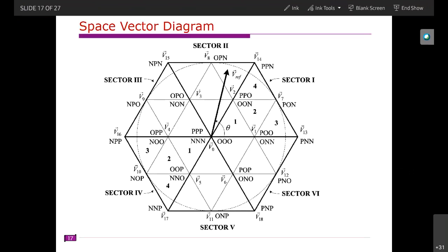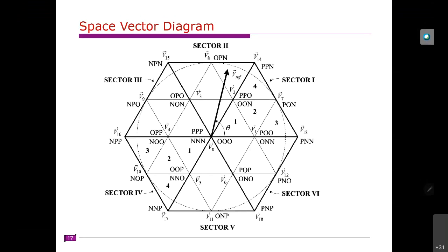Okay, right. So let us assume that the V reference is here. So this is your V reference. You already have one V reference, just ignore that. So assume that this is V reference. That means the V reference is in sector 1 and region 1.